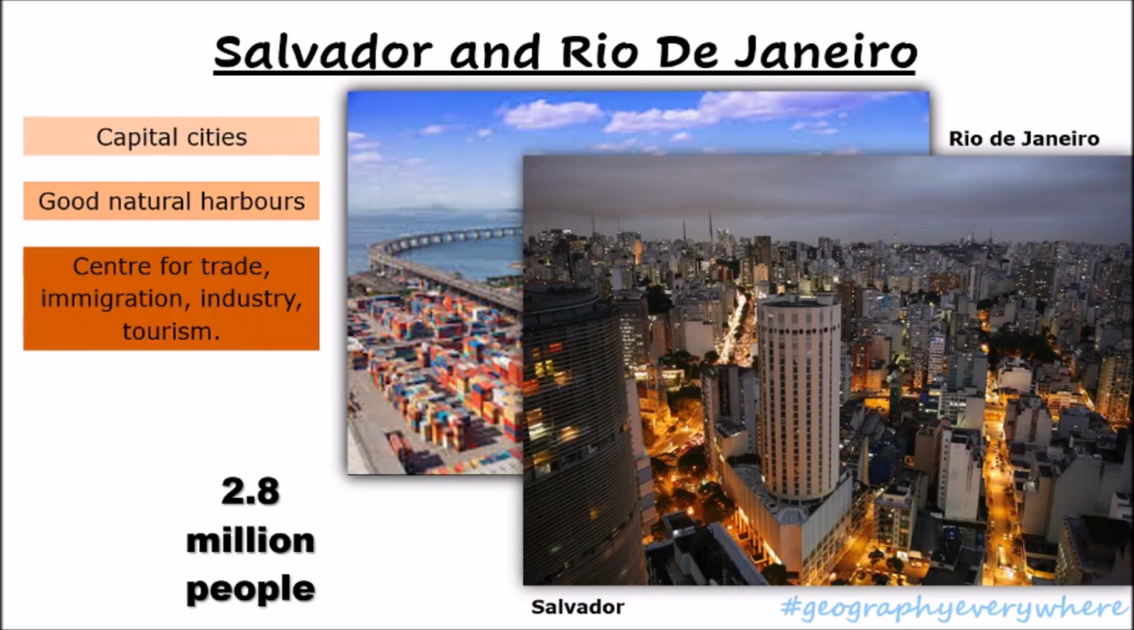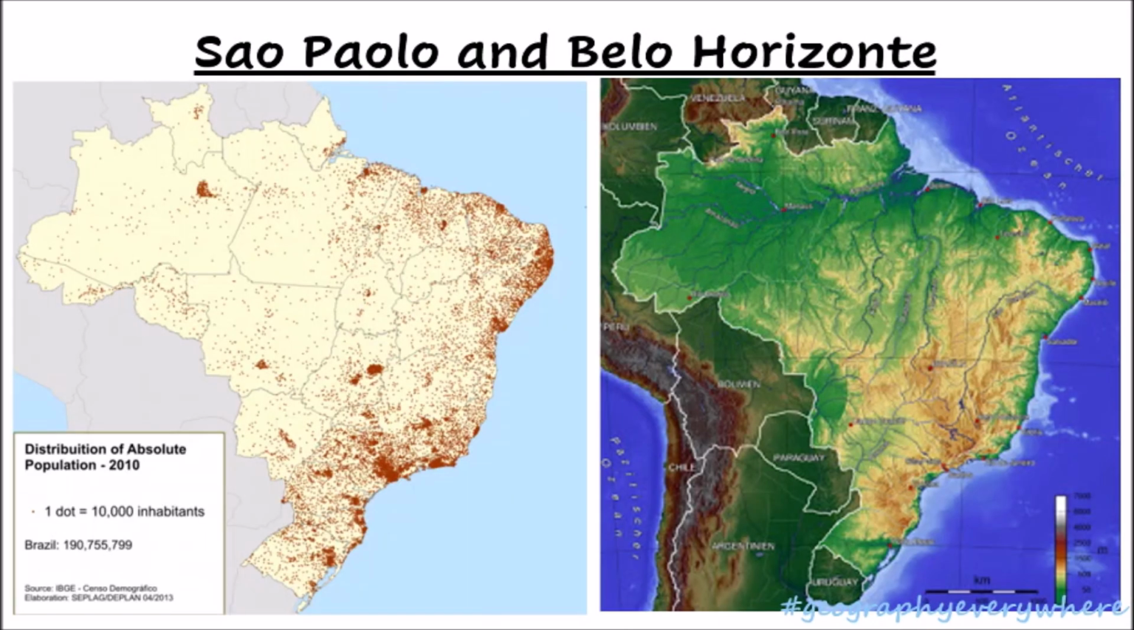In Rio de Janeiro, there are a number of multinational companies that have opened their headquarters over here. Due to the good natural harbours and brilliant port facilities, many of Brazil's exporting and importing companies are found in Rio. In Rio, the government has also designated certain areas to encourage industry. Apart from having a lot of trade and industrial activities in Rio and Salvador, both cities also encourage a lot of tourism. Let's look at another two cities.